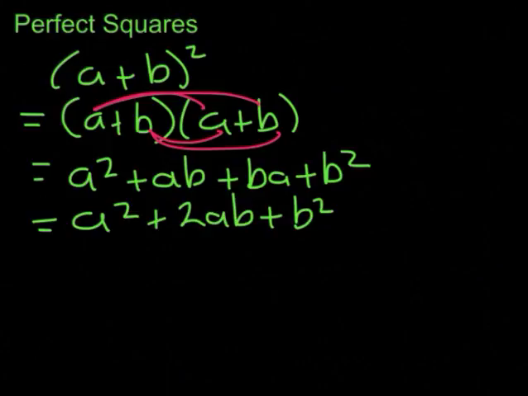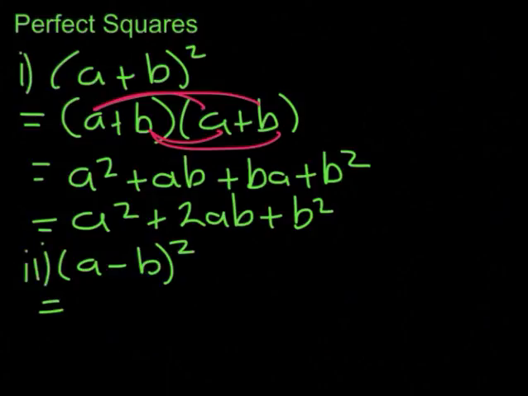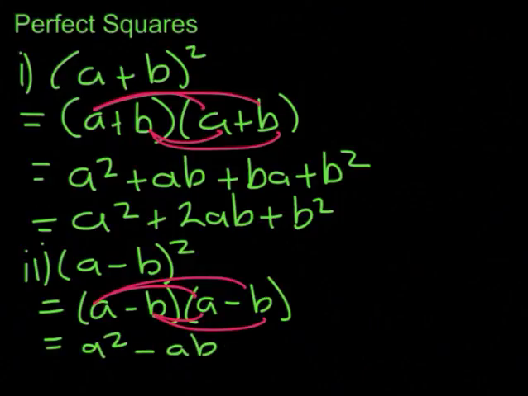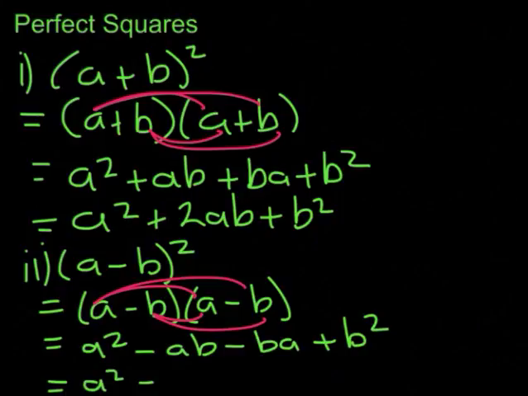Another perfect square that we have is A minus B all squared. We'll call this the first one, and this is the second one. Again, we'll have A minus B times A minus B, and when we apply the distributive law to this, we'll end up with A squared minus AB minus BA plus B squared. If we bring all of that together and simplify, we'll have A squared minus 2AB plus B squared.